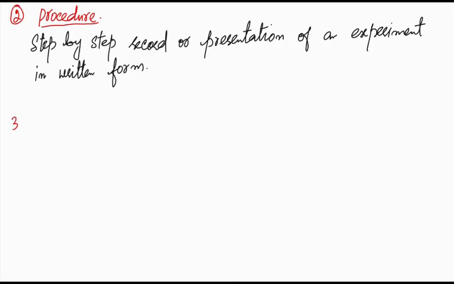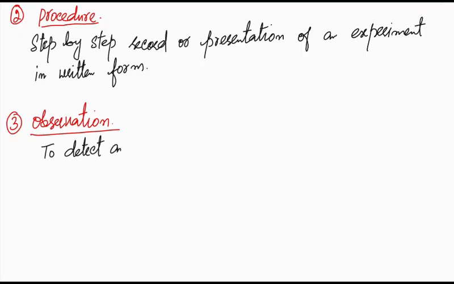The third step of the design of the experiment is observation. So in observation, it is to detect any change in the dependent variable.